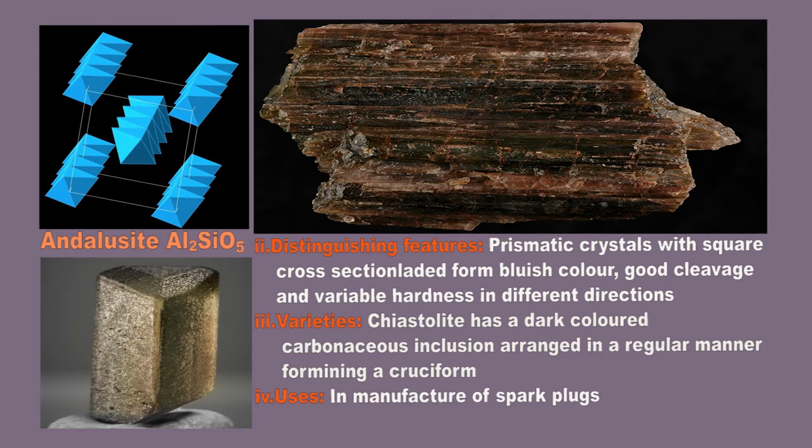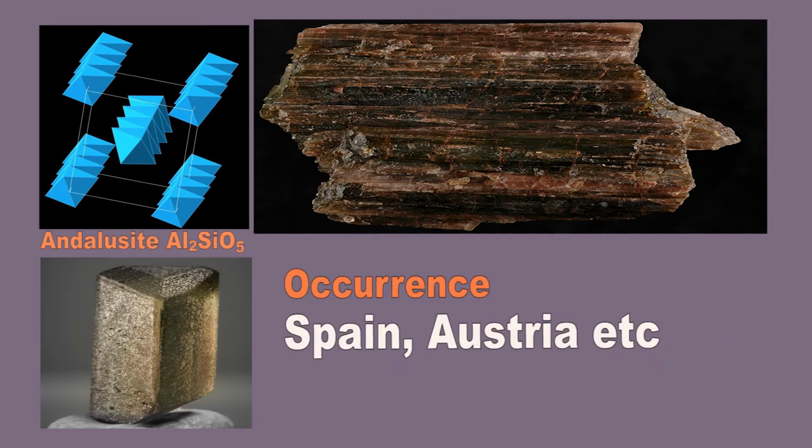The variety chiastolite has dark colored carbonaceous inclusions arranged in a regular manner forming a cruciform. Uses: in manufacture of spark plugs. Occurrences: especially in Spain, Austria, etc.